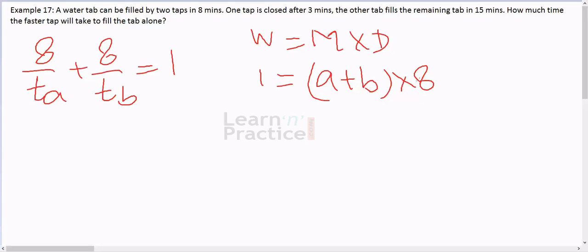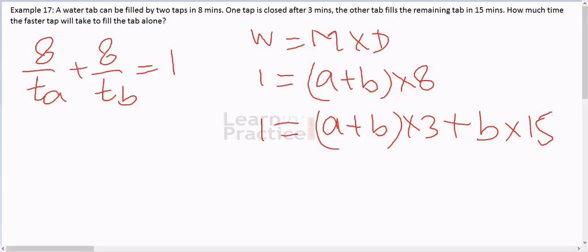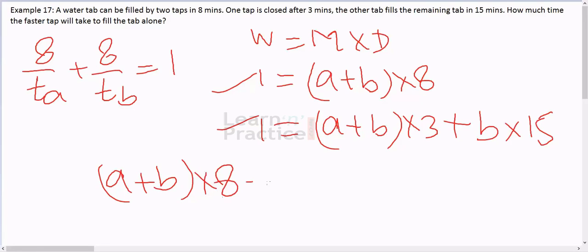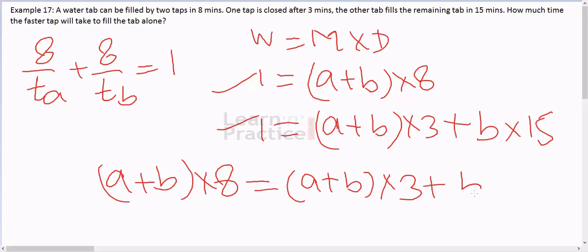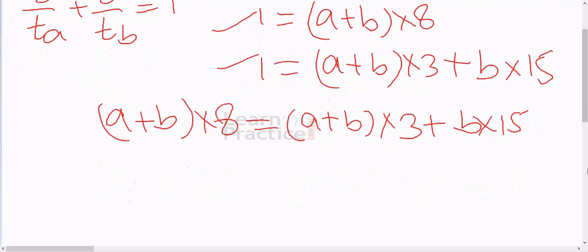And from the second sentence we can say the work was completed by, if one tap is closed after 3 minutes, that means suppose A was closed after 3 minutes. So for 3 minutes A and B both worked, but after that A was closed and B worked for the remaining 15 minutes. Now equate these two equations. So we'll get A plus B into 8 is equal to (A plus B) into 3 plus B into 15. Now solve this and we'll get the answer.